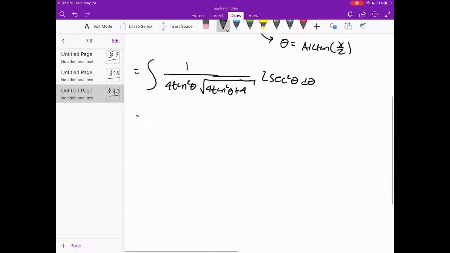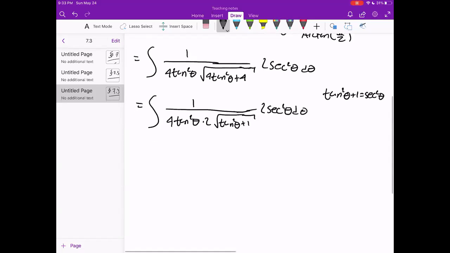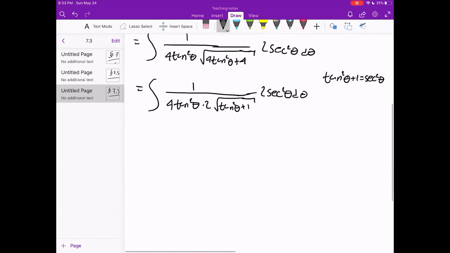All right, so just keep going. The integral 1 over 4 tan squared theta. Pull the 4 out from the radical. You're going to get square root of 4, which is 2, times the square root of tan squared theta plus 1, 2 secant squared theta d theta. Here we're going to need the fact that tan squared theta plus 1 is equal to secant squared theta. And we'll just keep going.